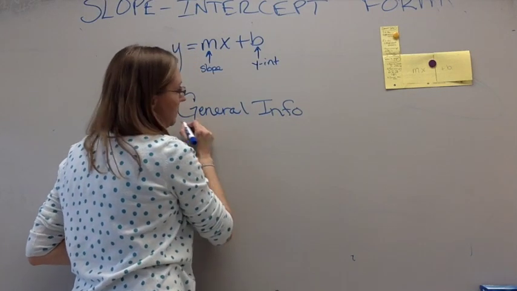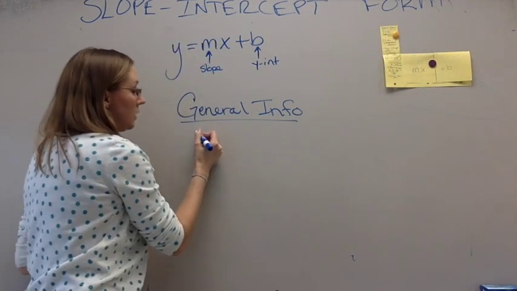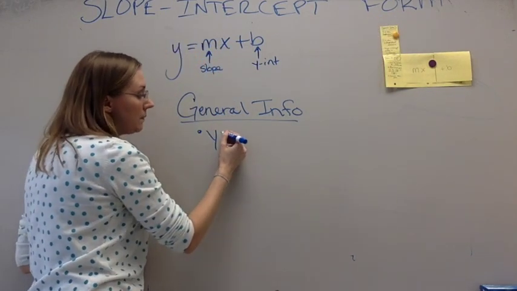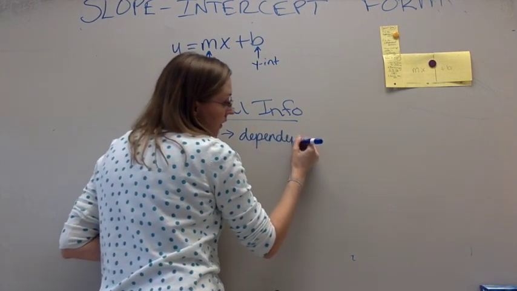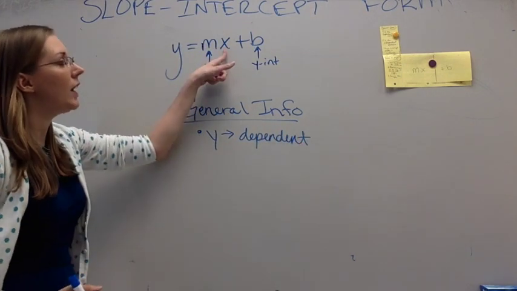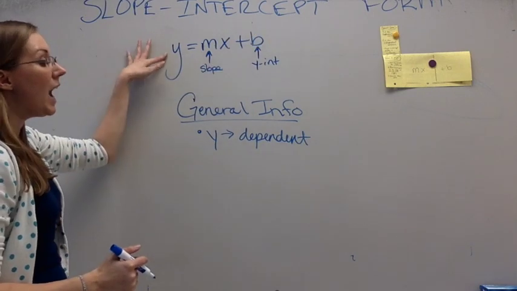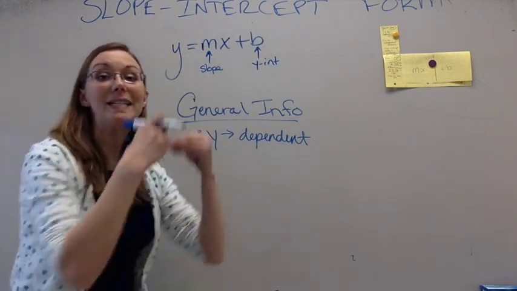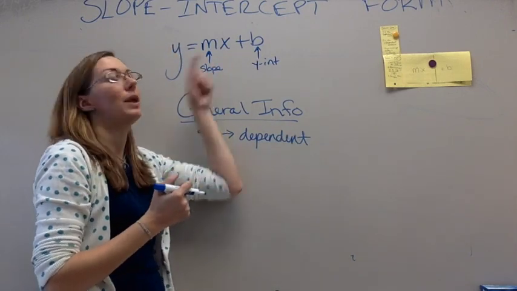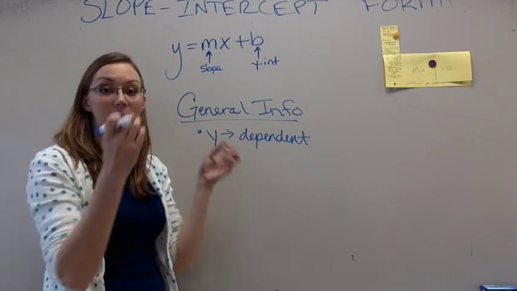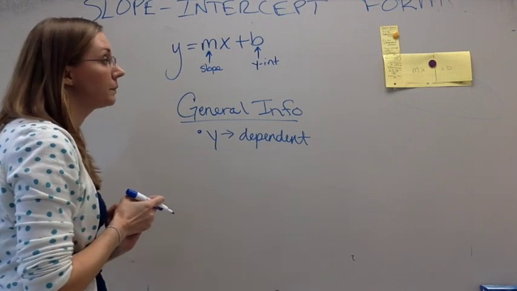That would be my title right here. The big idea here is that y, this is called our dependent variable. If you think about it, we plug in values for x, we would solve everything. Y is our output, so the value of y depends on what it is that we plug into x, okay? It's dependent because it depends on the rest of our equation.